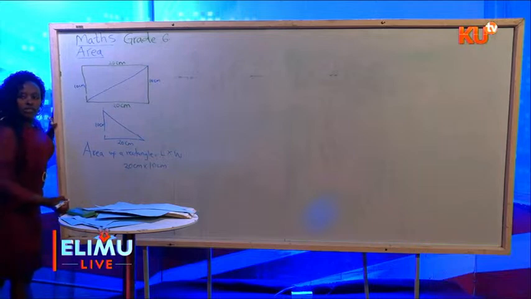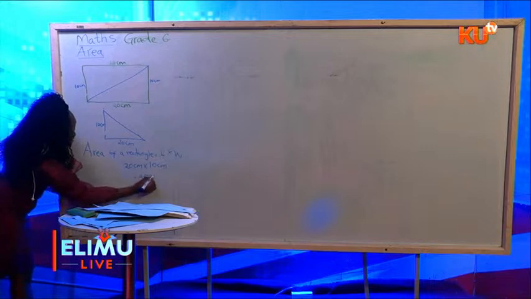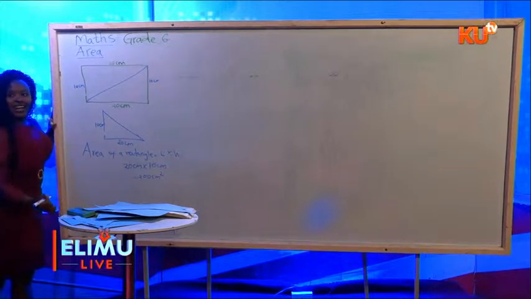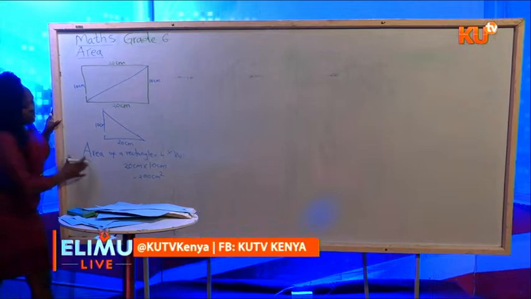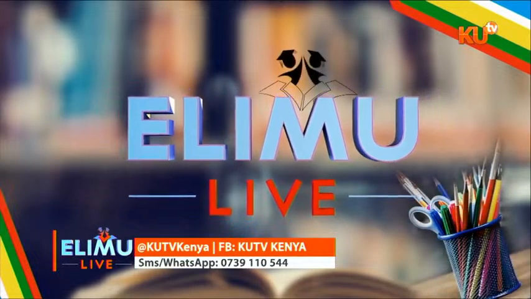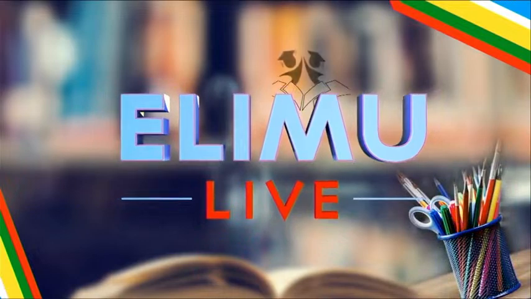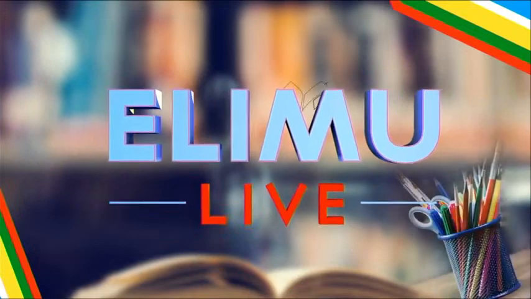So what is 20 multiplied by 10, learners? Is equal to 200 centimeter squared. Remember, in area, you should put your answer as unit squared. Are we together, learners? Yes, you should put your answer as unit squared. For example, our unit here is centimeter. So the area is 200 centimeter squared.